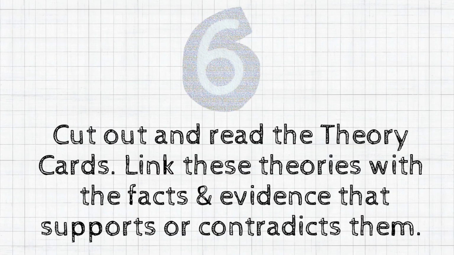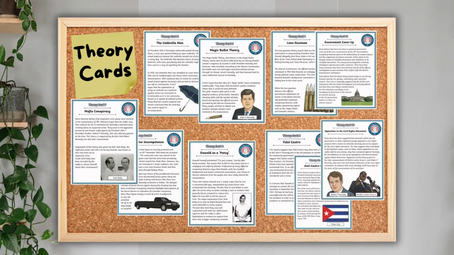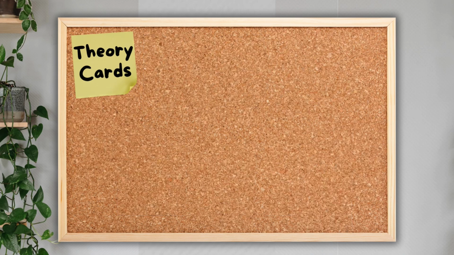Back to our instructions, cut out and read the theory cards. Link these theories with the facts and evidence that supports or contradicts them. Here's just some of the theory cards. So as you can see, there's a lot more reading to be done here. So let's mix things up with some learning activities that support these resources and lift that information off the page.